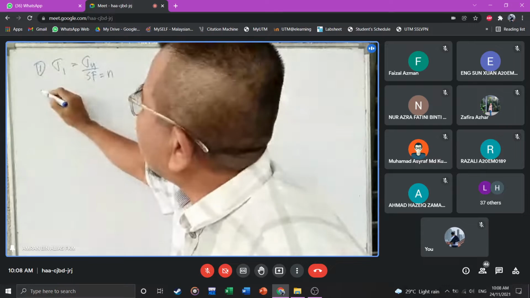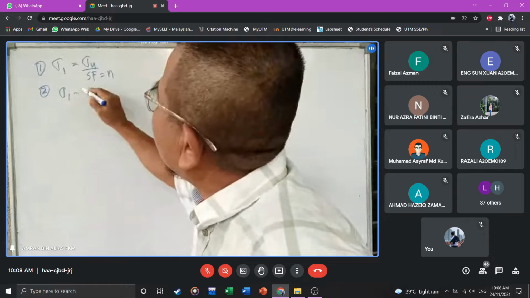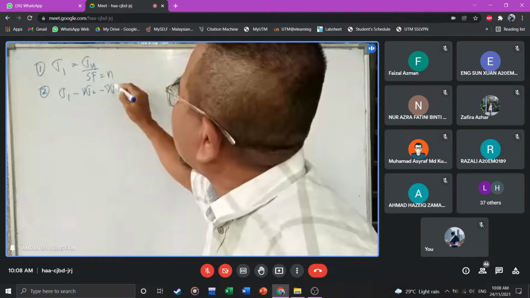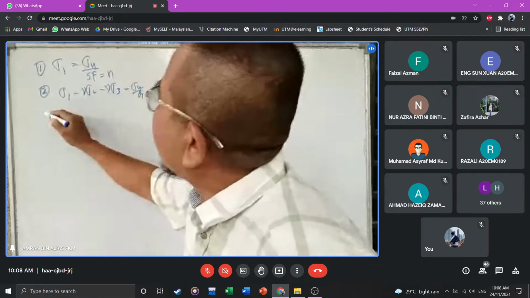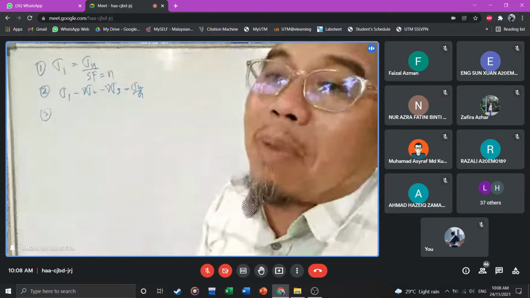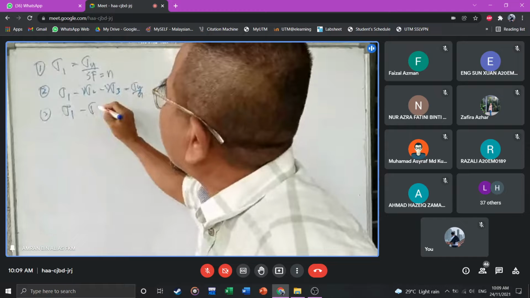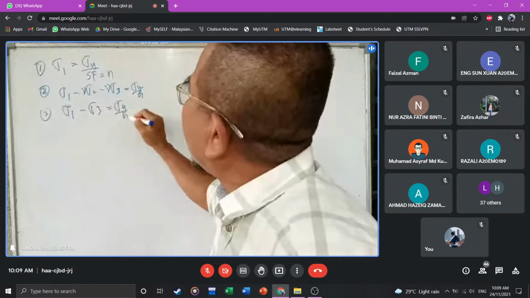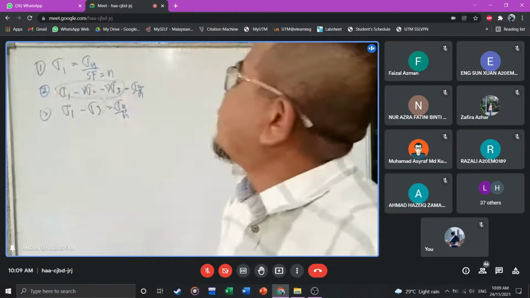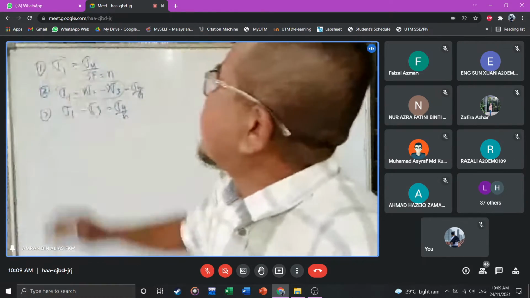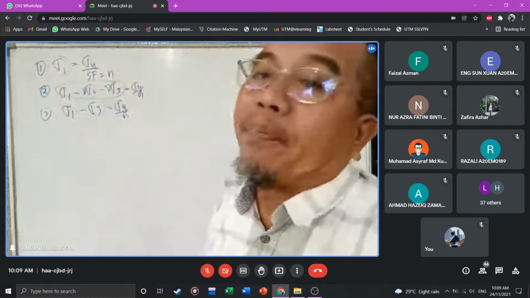The second theory is maximum strain theory. What's that? Sigma 1 minus mu times sigma 2 minus mu times sigma 3 is equal to sigma y over n. And the third one is Tresca stress, maximum shear stress theory. Sigma 1 minus sigma 3 equal to sigma y over n. So this value compared to that one. That value compared to that one. That value compared to that one. So for that theory, only one value is compared. For this theory, several values are compared.